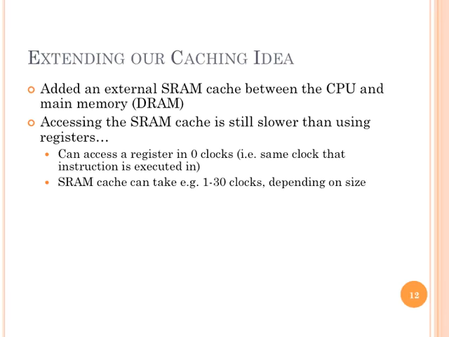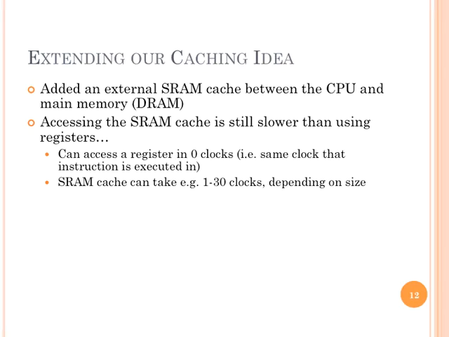Okay, so we're adding SRAM between the processor and the memory, and we have a general sense of how our programs ought to behave so that it'll take advantage of this. Accessing the SRAM cache is way faster than DRAM, but it's still slower than registers. Registers are also implemented with SRAM, but they're right on the processor. It's a very tiny memory. It's very close, so we don't have very far for the signals to propagate.